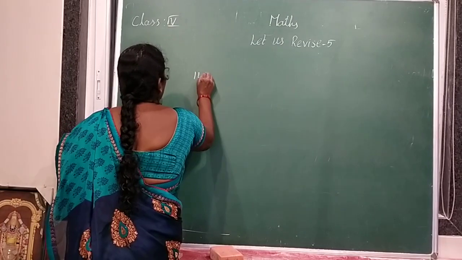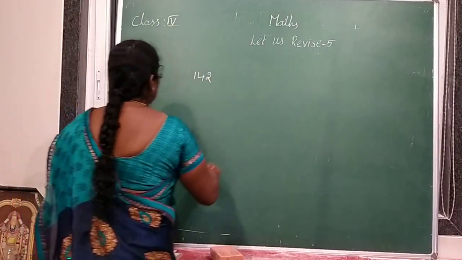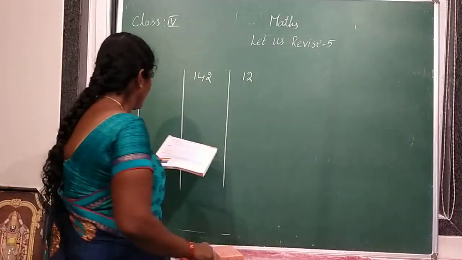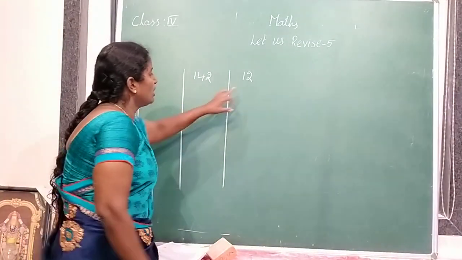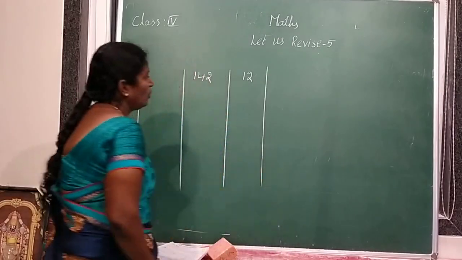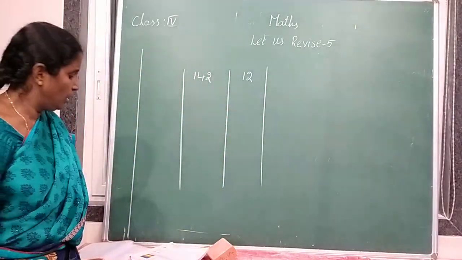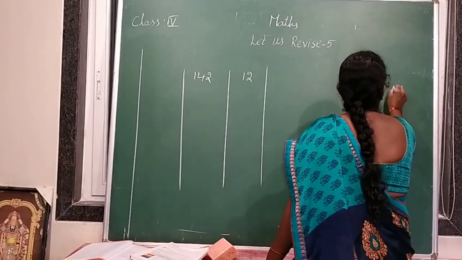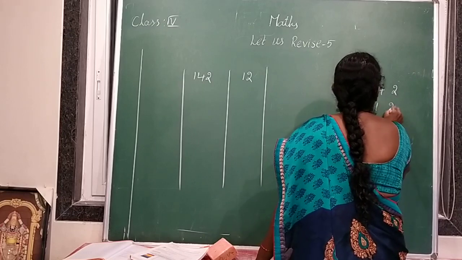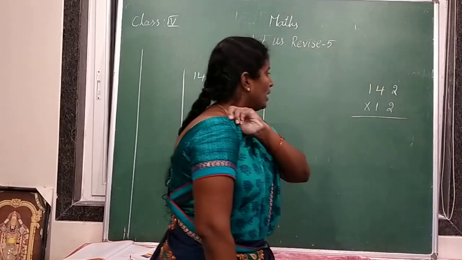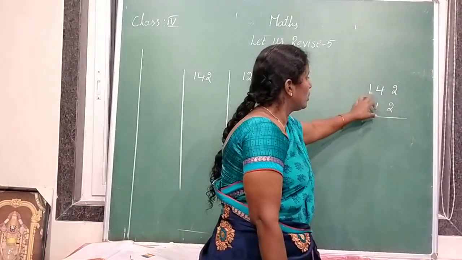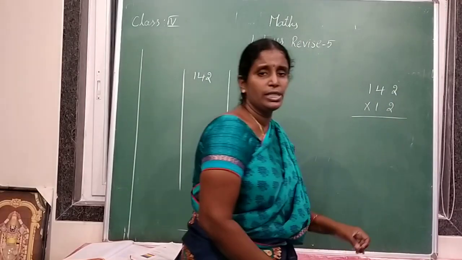First one, red color box. In the red color box, 142 pencils are there and the number of boxes is 12. Now we have to find the total number of pencils. All of you take a rough notebook, or otherwise look at the board. 142 into 12. Here it is multiplication of a 3-digit number by a 2-digit number.